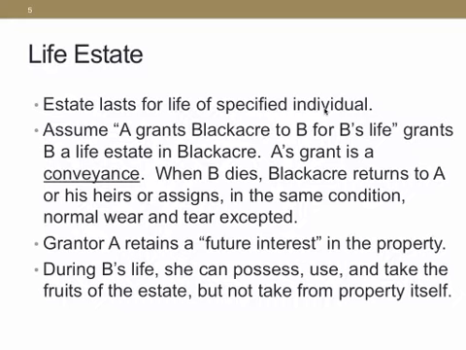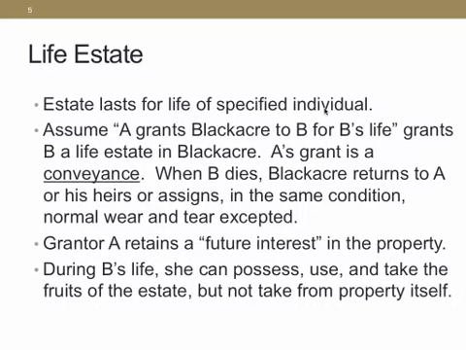For example, A to B for B's life gives B a life estate, and that grant to B is called a conveyance. When B dies, the property returns to A. If the grant was A to B for the life of B, then to A, or A's heirs or assigns, in the same condition, minus normal wear and tear. That granting of a life estate creates a future interest. If it goes back to A, it's called a reversion, and if it goes on to someone else, say for example C, then that is a remainder.